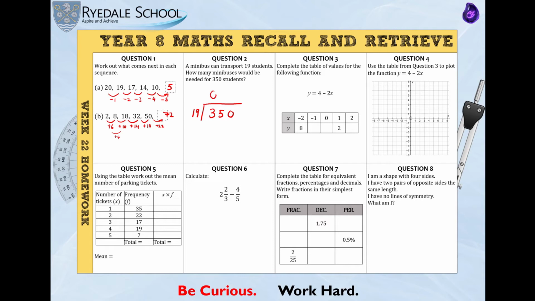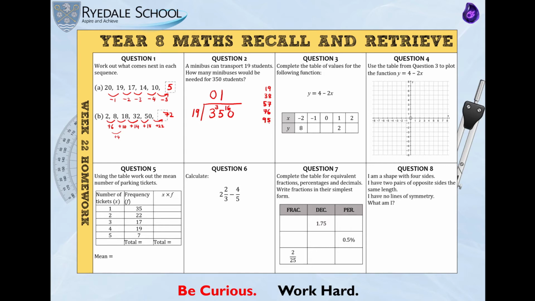19 into 3 doesn't go. Carry the 3. 19 goes into 35 one time with 16 left over. So this is where you might need your 19 times table. So I'll just quickly pop some of it down should I need it. A good way of adding 19 is to add 20 and take 1 off. It is a lot quicker.